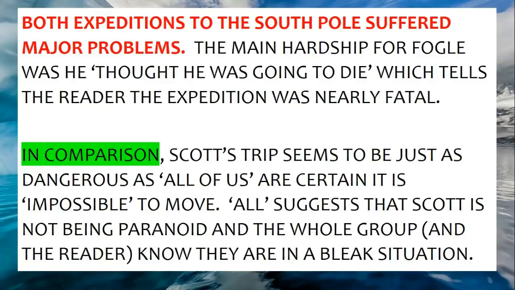Why had they just said, he could have just said, I think it's impossible, but he said all of us. Why have they done that? Well, all suggests that Scott is not just being paranoid, but it's the whole group. And the reader, importantly, because they're talking to us, know they're in a bleak situation. So if I just said, I think it's impossible, people would probably believe me. But if we had a group of us and we all said it, a collective, then people are really going to take that seriously.